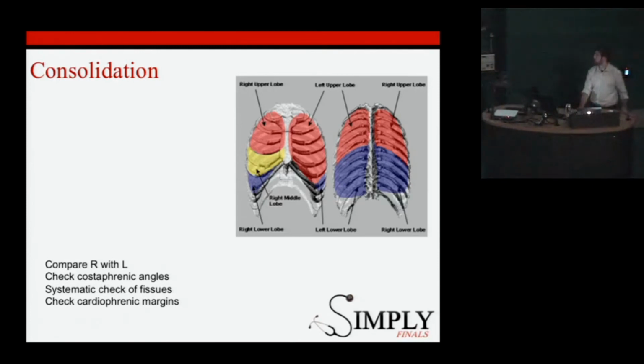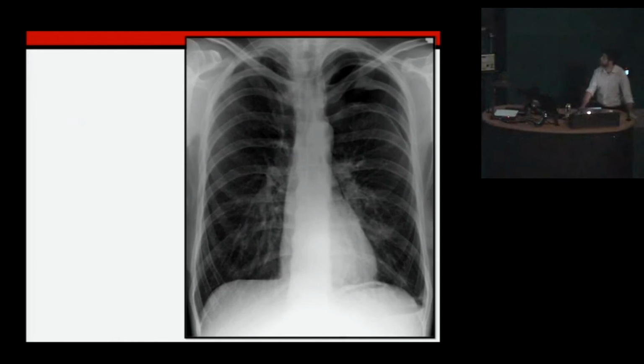Heart failure, I think, is obviously not that difficult. Most of you have seen it, but just make sure you're comparing the right to the left. Check the angles, the costophrenic and the cardiophrenic angles, and then you won't miss any subtle signs. And just check that right middle lobe, because that's probably the one that most people miss. So what would you say of this?